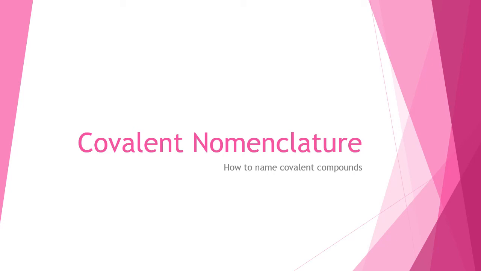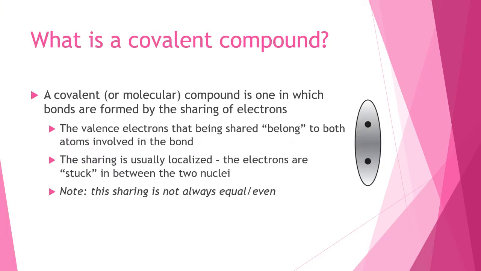Everyone. Today we're going to learn about how to name covalent compounds and how to write their formulas. First off, what is a covalent compound? A covalent or molecular compound is one in which the bonds that are formed are due to the sharing of electrons. The valence electrons that are participating in the bond technically belong to both of the atoms that are involved.